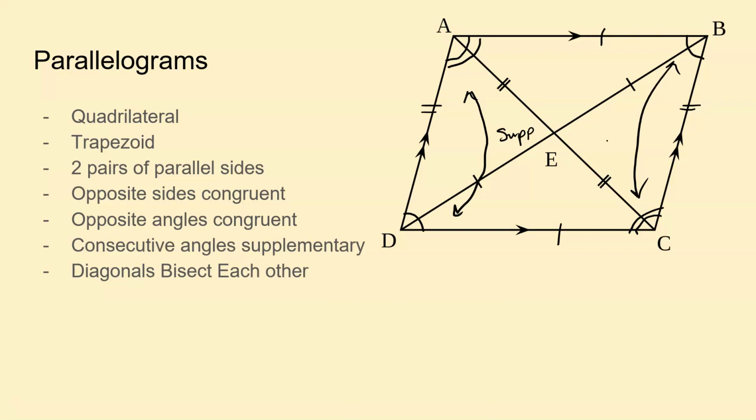And then the diagonals bisect each other. So we have the diagonals being cut in half. So we have this half is congruent to this half, and then this half is congruent to this half. So you want to make sure you have all of those properties down, as well as some pictures to show what those properties look like.